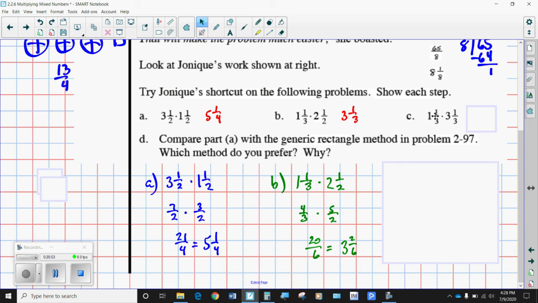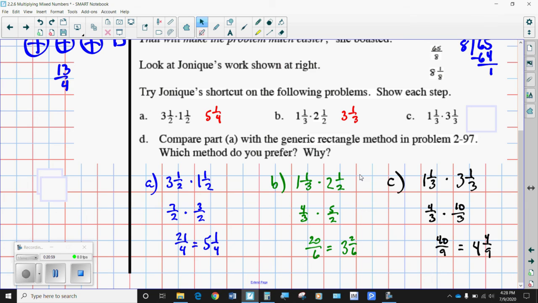And this last one, 1 1/3 times 3 1/3. Well, 1 1/3, as we saw here, was 4/3. And 3 1/3 is 10/3. 4 times 10 is 40. 3 times 3 is 9. And how many nines can you fit into 40? Four of them, that's 36. And then you count up to 40, so that means you got left over four. So 4 4/9 ends up being the answer.